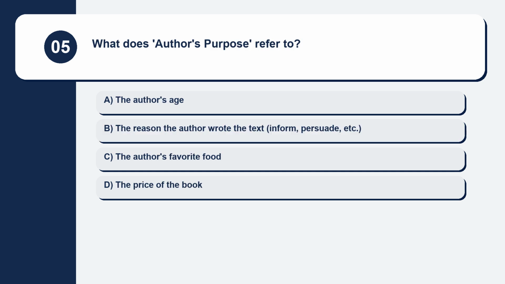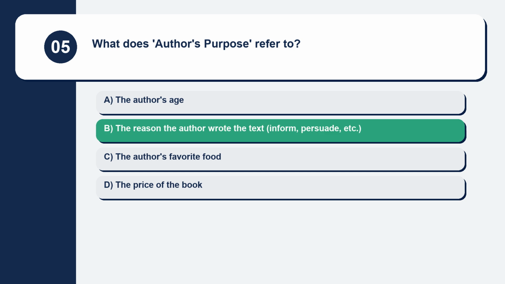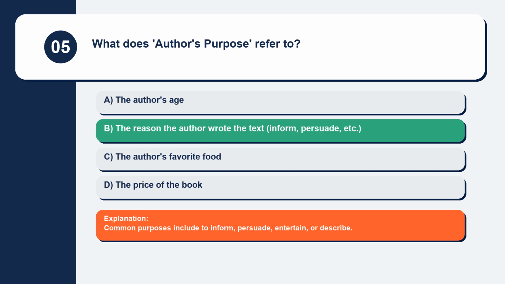Question 5. What does author's purpose refer to? The author's age. The reason the author wrote the text, inform, persuade, etc. The author's favorite food. The price of the book. Common purposes include to inform, persuade, entertain, or describe.